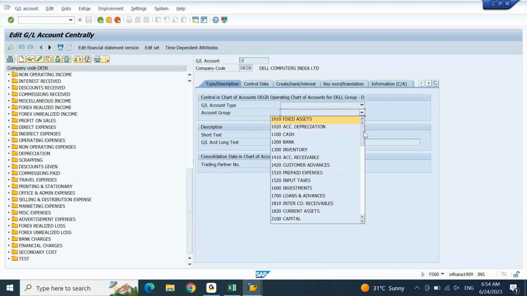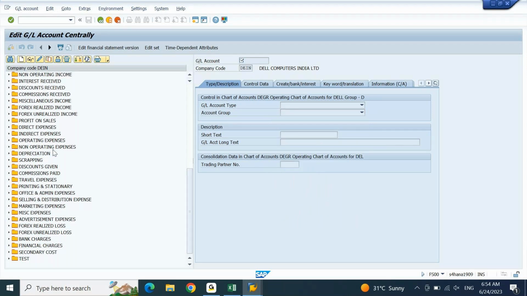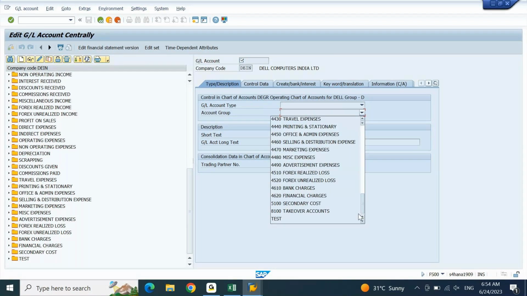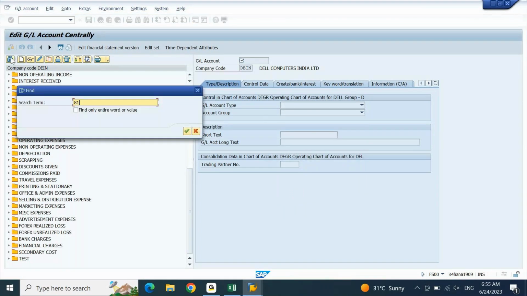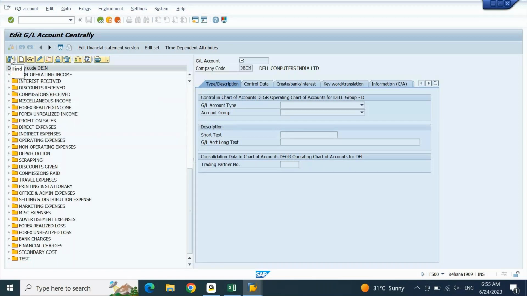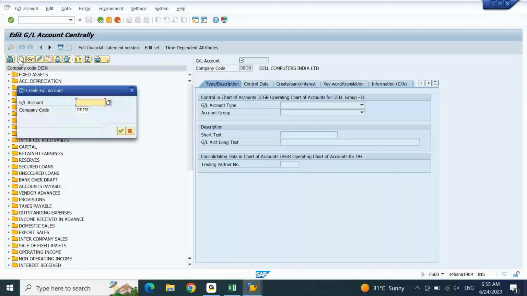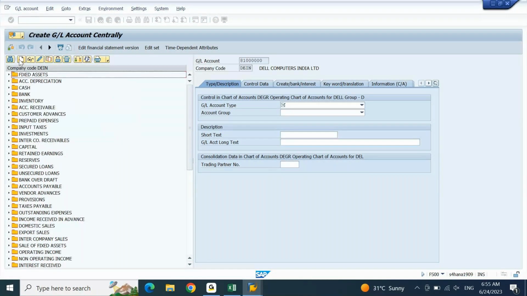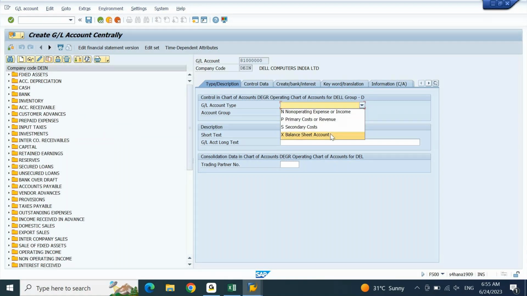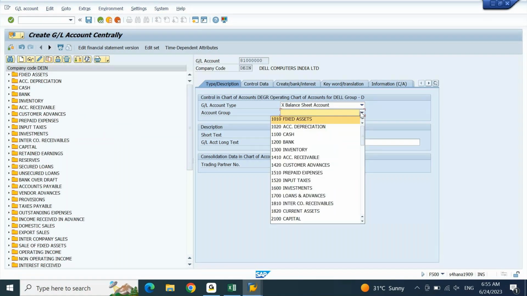8 series. What is the group? Takeover accounts. What is this series? 8100. Let me search 81123456. Okay, let me create one GL account in 8 series, 81123456. Enter. I'll take this as balance sheet account. Account group, I will take 8100 takeover account.